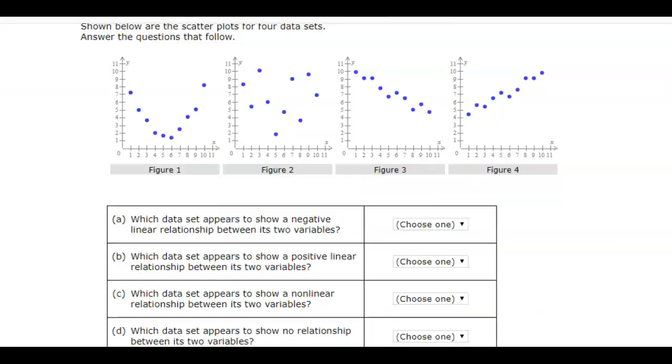All right, problem number 2. So shown below are the scatter plots for 4 data sets. Answer the questions that follow. So we've got 4 figures here, you guys. I want you guys to look back to chapter 3. I'm pretty sure it's chapter 3.